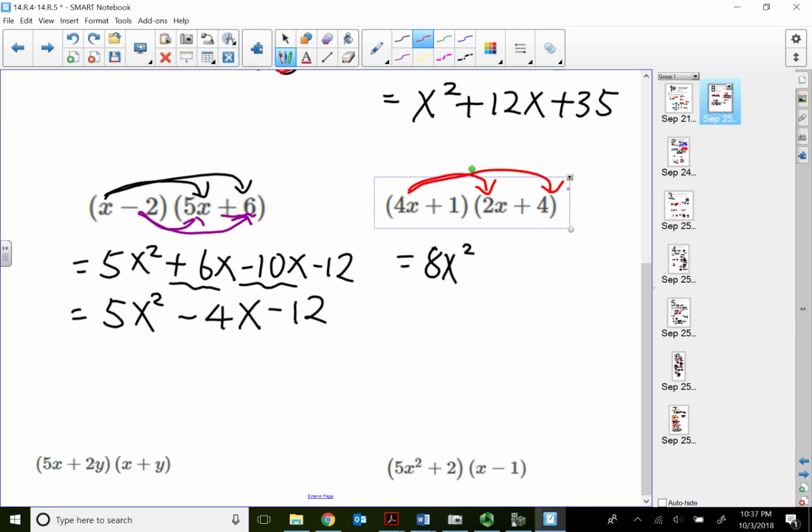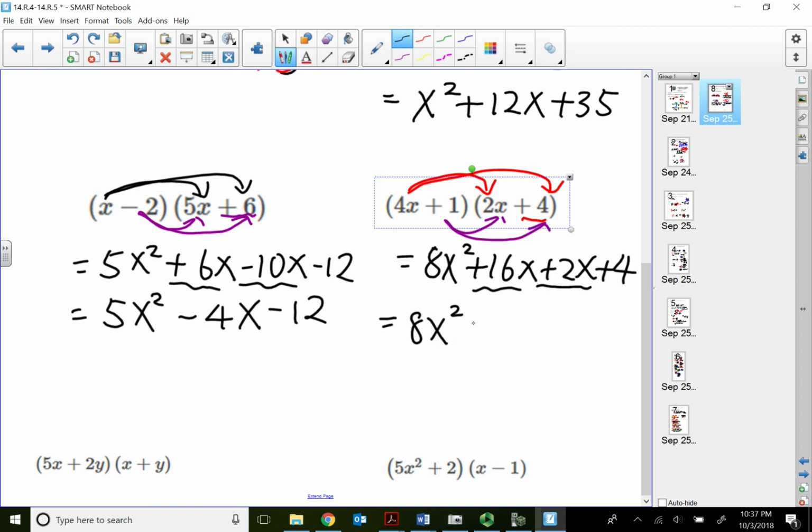4x times positive 4, which is positive 16x. All right, inner, positive 1 times 2x, positive 2x. And the last thing I do, positive 1 times positive 4 is positive 4. All right, so when I combine like terms, that would be 8x squared plus 18x plus 4.